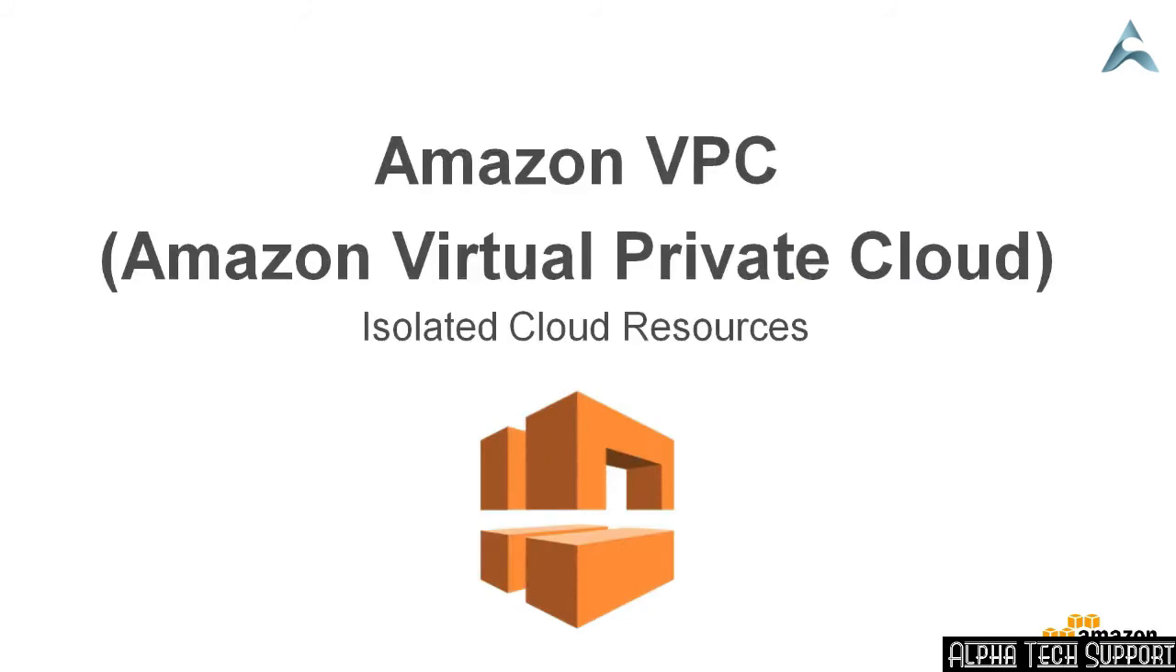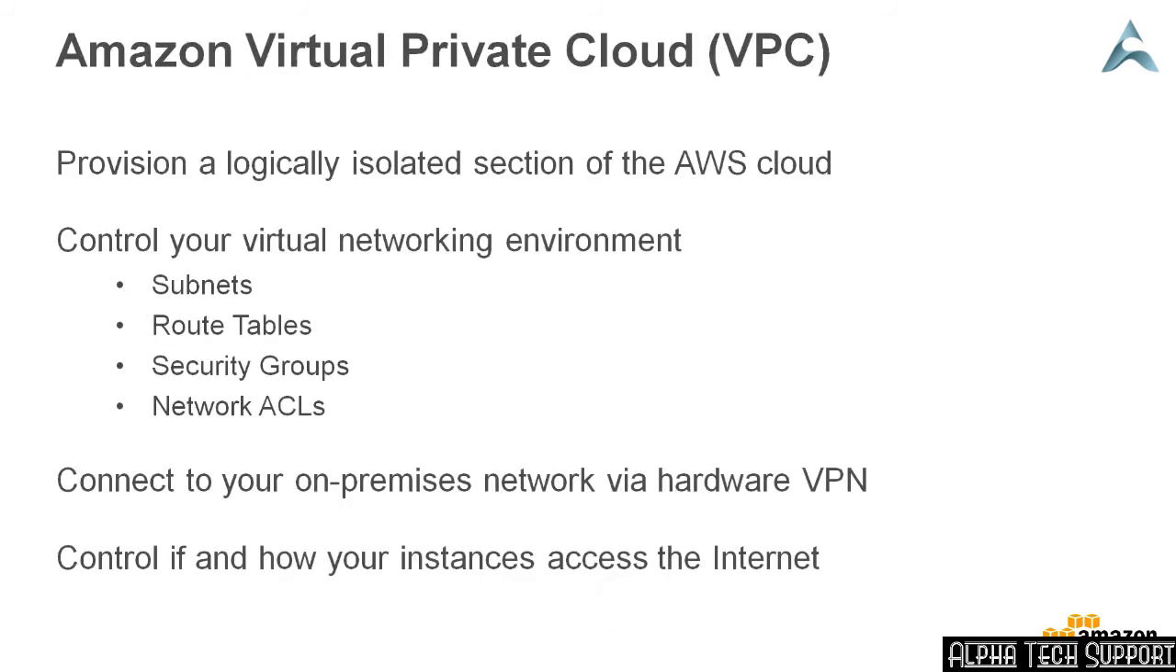Welcome back, friend. We are done with AWS EC2 Elastic Compute Cloud, and now we are moving ahead to another service in the compute category, that is Amazon VPC or Virtual Private Cloud. It is similar to VPN or Virtual Private Network, but it is hosted on the cloud, that is, isolated cloud resources. So what is VPC?